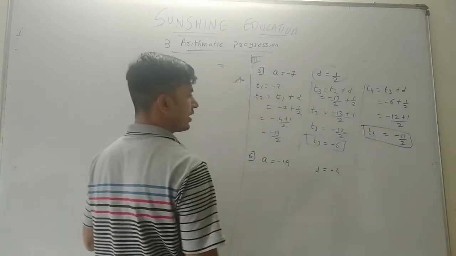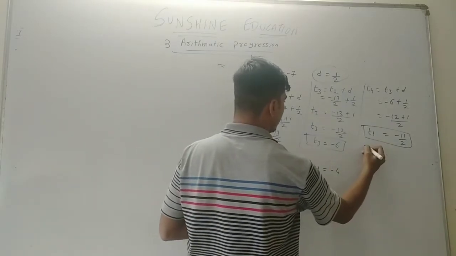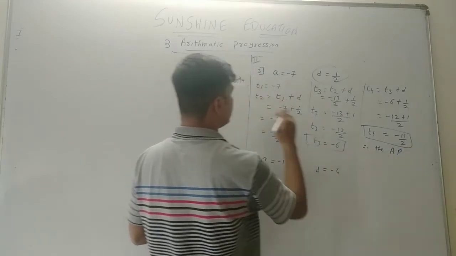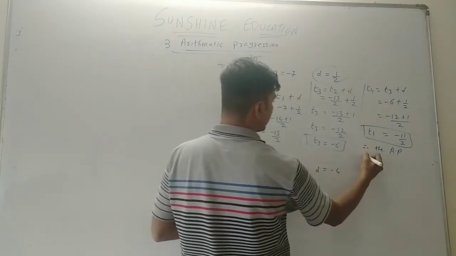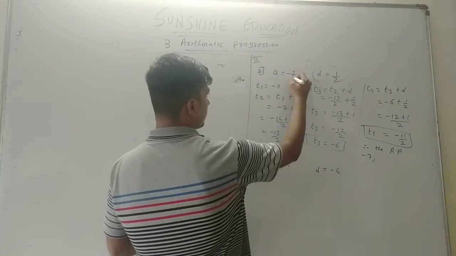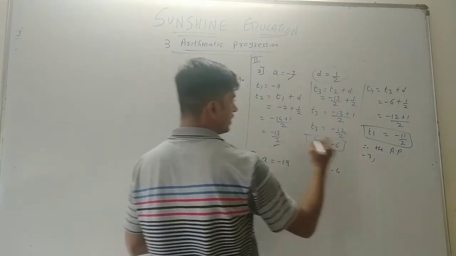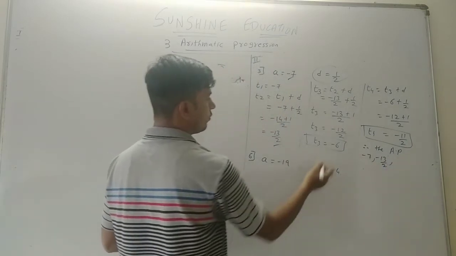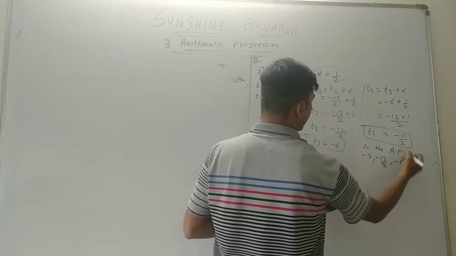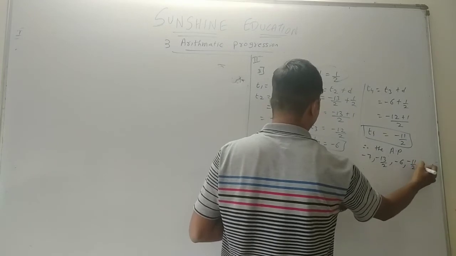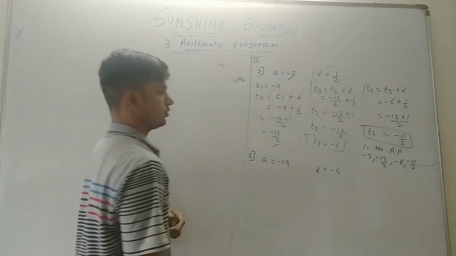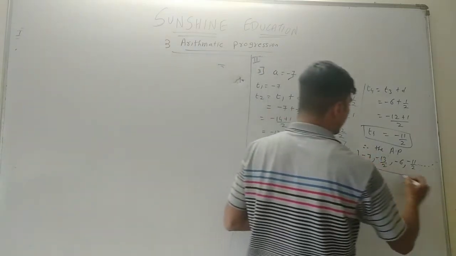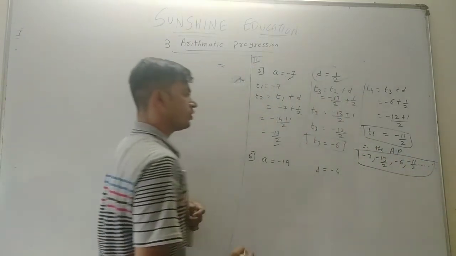Okay, therefore the arithmetic progression is, write this in the sequence, that is first one is minus 7, t1. What is t2? Minus 13 upon 2. Then we have t3, that is minus 6, then minus 11 upon 2, and this is not going to end, therefore. Okay, so this was the third one. How can we find out the arithmetic progression? Or how can we find out the sequence?